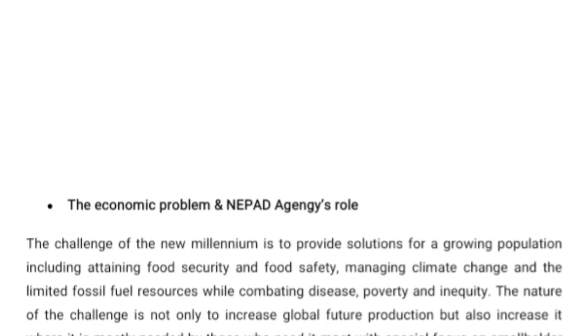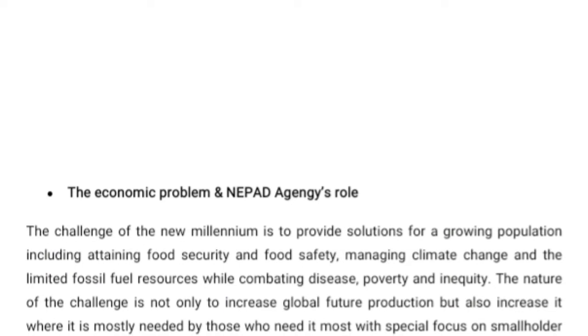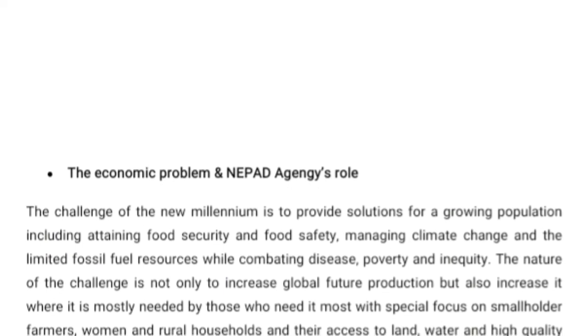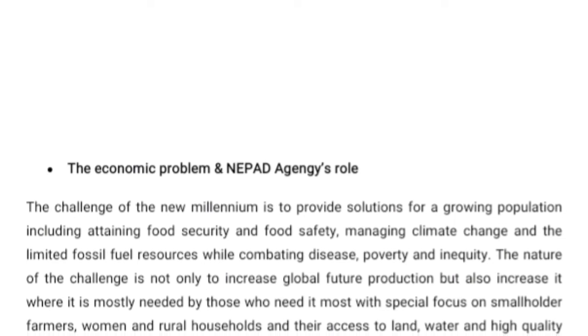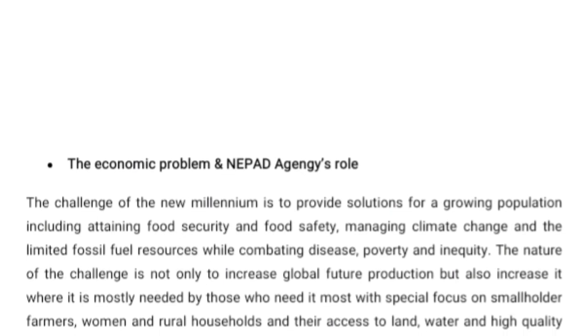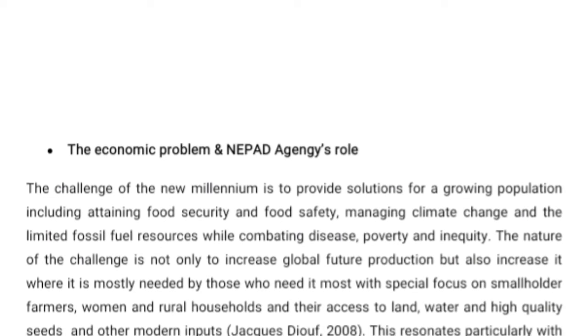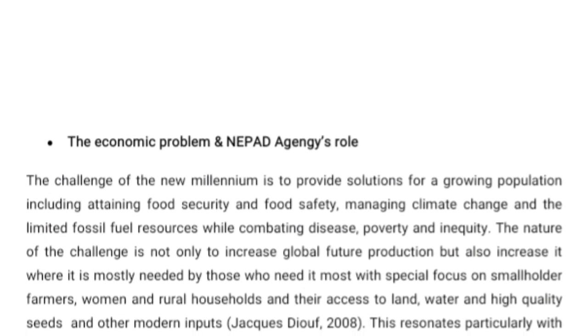The nature of the challenge is not only to increase global future production, but also to increase it where it is mostly needed, by those who need it most, with a special focus on smallholder farmers, women, and rural households, and their access to land, water, and high-quality seeds and other modern inputs.